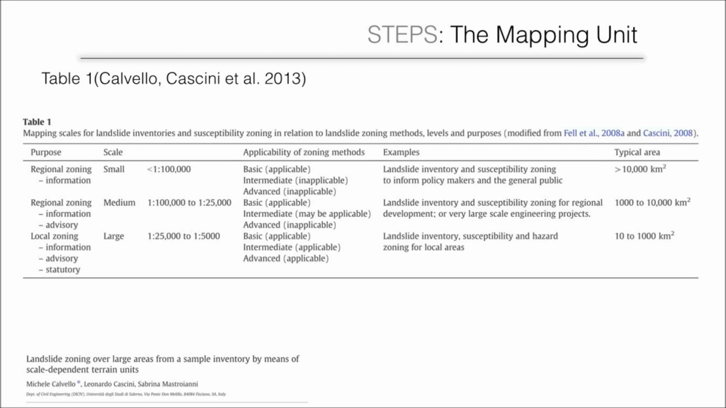Yes, this data will be informative, but it cannot be used, for example, for risk assessment or the vulnerability of land uses. While the large scale, within 1 to 25,000 to 1 to 5,000, is what we call high-resolution data. It can be used for basic, intermediate, and advanced zoning methods. It can be used for hazard and risk, as we said. The study area will be 10 to 1,000 square kilometers.